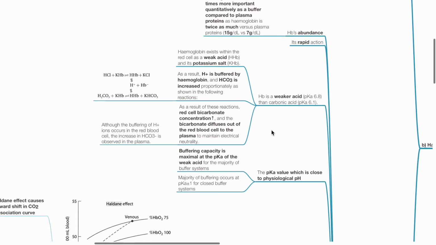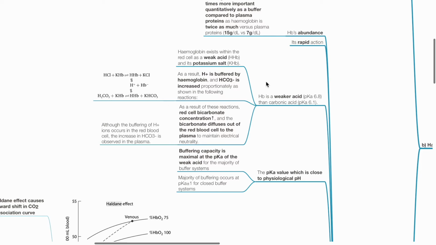Hemoglobin has a rapid action as a buffer. Hemoglobin is a weaker acid with a pKa of 6.8 compared to that of carbonic acid with a pKa of 6.1. Hemoglobin exists within the red cell as a weak acid HHb and its potassium salt KHb. As a result, H+ is buffered by hemoglobin and bicarbonate is increased proportionately, as shown in the following reactions.